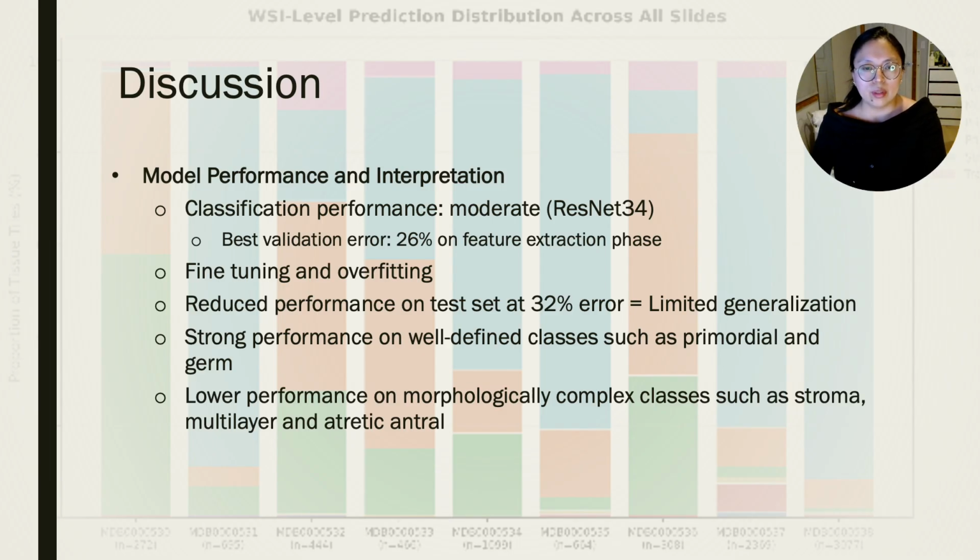Hello, here I will cover the discussion part of our study. When it came to model performance, the ResNet 34 achieved moderate classification accuracy overall, with its best performance during the feature extraction phase, where the validation error reached 26%. This suggests that the pre-trained features were already well suited for capturing the key morphological characteristics present in our slides.